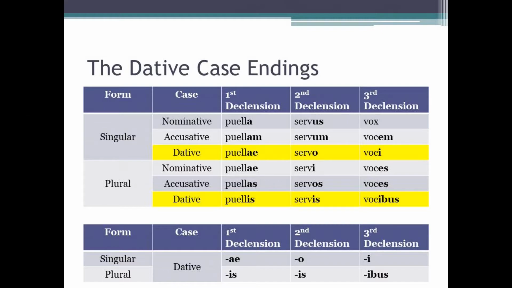So the first declension, dative singular, ends in AE. Dative plural ends in IS. Second declension, the singular ends in an O, and the plural ends in IS. And the third declension, the singular ends in I, and the plural ends in ibus. Feel free to pause the video if you want to have a look for yourself.